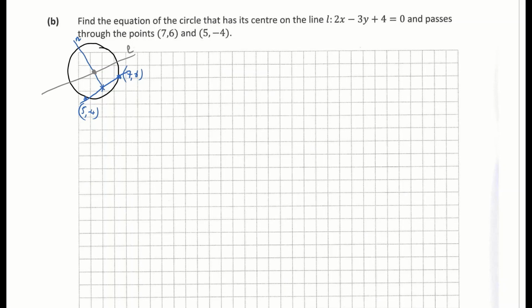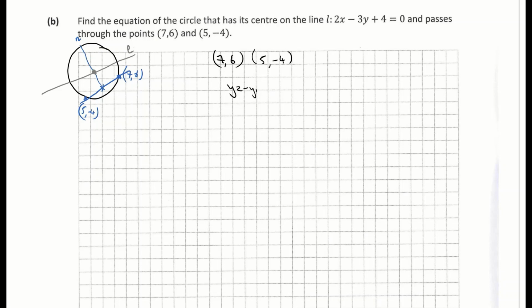As I said, you first of all find the equation of this blue line here. And in order to do that, I need to get the slope and the midpoint. And then I form the equation of the perpendicular line that goes through the center. So there's a bit of work. First thing I'm going to do is find the slope of the line between the 2 points, 7, 6, and 5, minus 4. So I'm finding the slope between these 2 points.